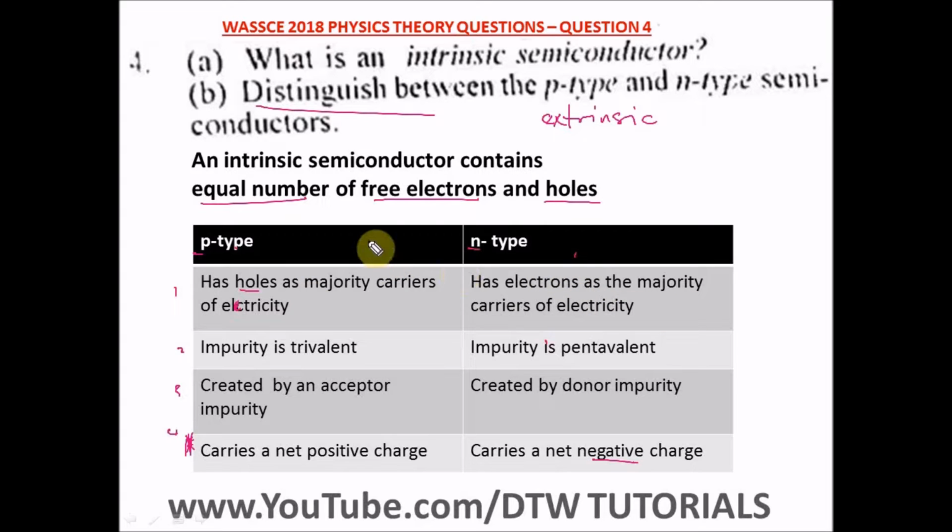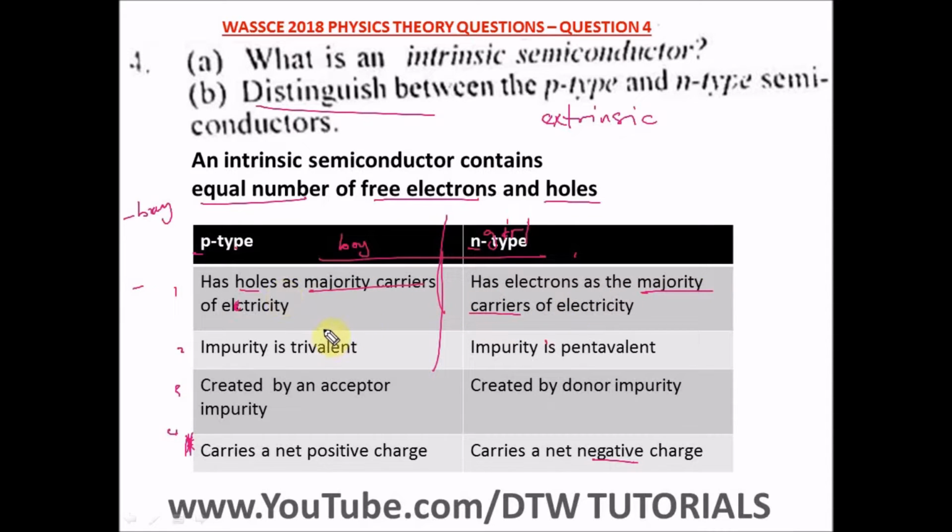Don't just list. This is also where students lose a lot of marks. Don't list, draw a table, because it says distinguish between something and something, just like distinguishing between a girl and a boy. If you list features of a boy here, then you come down and list features, you are listing, you are not differentiating or distinguishing. So to distinguish, you draw a line, a table, and distinguish between a girl and a boy, and it should be similar. Not that you write it has holes as majority carriers, then you come here for the n-type and say impurity is pentavalent. No, are you getting me? You can see here it has holes as majority carriers of electricity, while on the other side has electrons. We're talking here of majority carriers. This is the key, majority carrier.